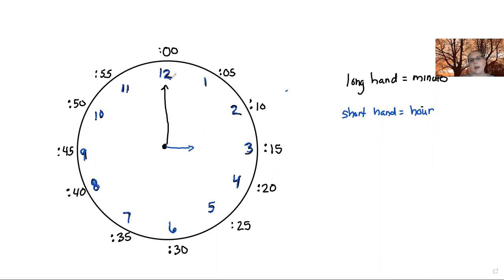Anytime we have that long hand pointing up to the 12, it means it's going to be on whatever hour we're talking about. That short hand is going to tell us the specific hour. So long hand to 12, meaning 00. Short hand to 3, meaning it is 3 o'clock. You will also sometimes see little dashes in between the numbers. They might look like little tick marks. Those would be for the 4 minutes in between, but we're not going to spend much time with that today. We're just going to look at the whole numbers for this.